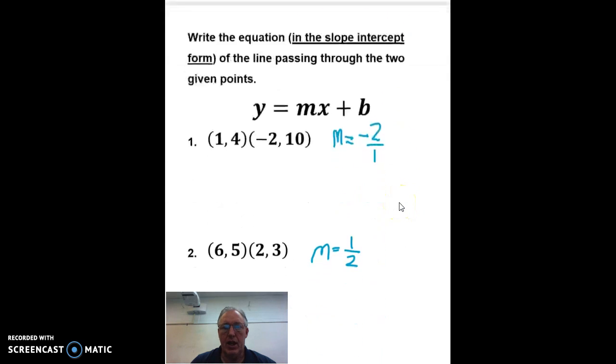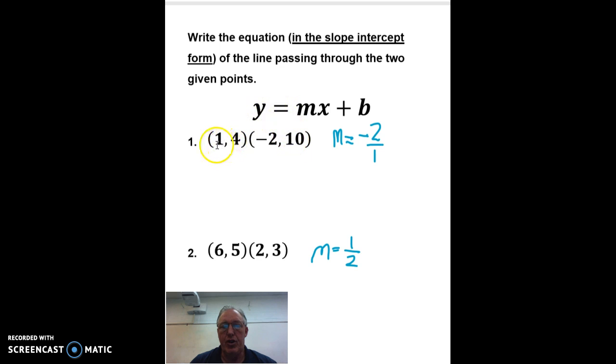So as we look on the next page, we still have the same 2 points. We found the slope is -2/1. We found the slope here was 1/2. Now we have to take what we've learned about these 2 points in terms of slope and plug these into the slope-intercept formula so that we can determine what is the formula for these 2 points.